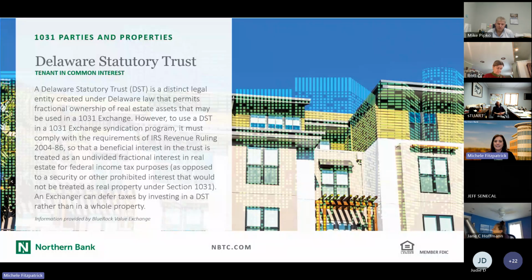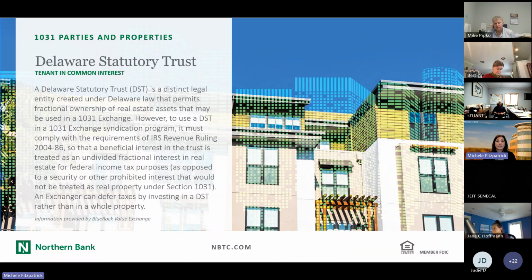Delaware statutory trusts. Has anybody heard of Delaware statutory trusts? Good. There's a couple. We are in an incredibly tight market right now. We are in a time where there's not a whole lot of inventory on the market, and people are nervous. People are nervous about putting their properties up for sale because they're scared that they're going to get an offer immediately. That's just the way the market is right now.